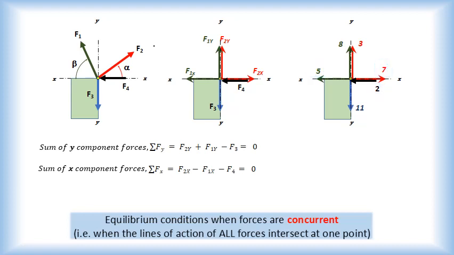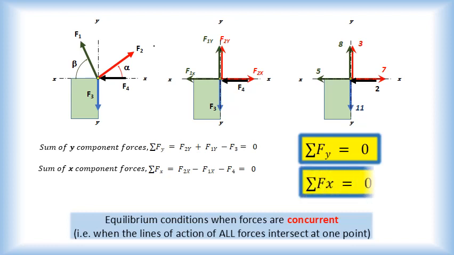So for equilibrium, 2 conditions must be met: the sum of forces along the y-axis must equal 0, as well as the sum of forces along the x-axis, which is perpendicular to the y-axis. It must also be equal to 0. But do note that in this case, the forces are concurrent. Now, what if the forces are not concurrent?